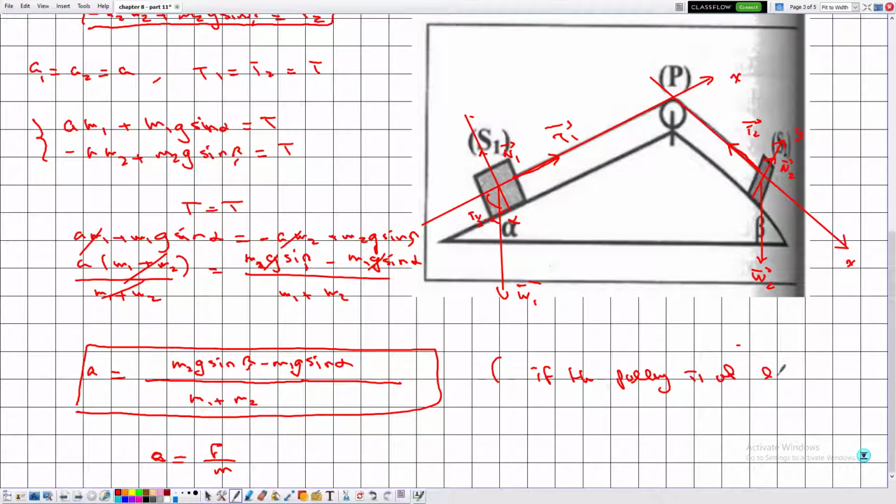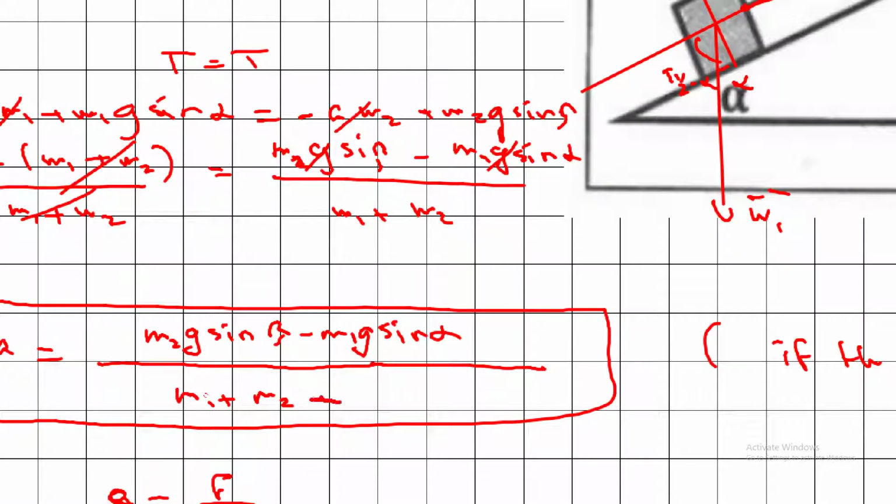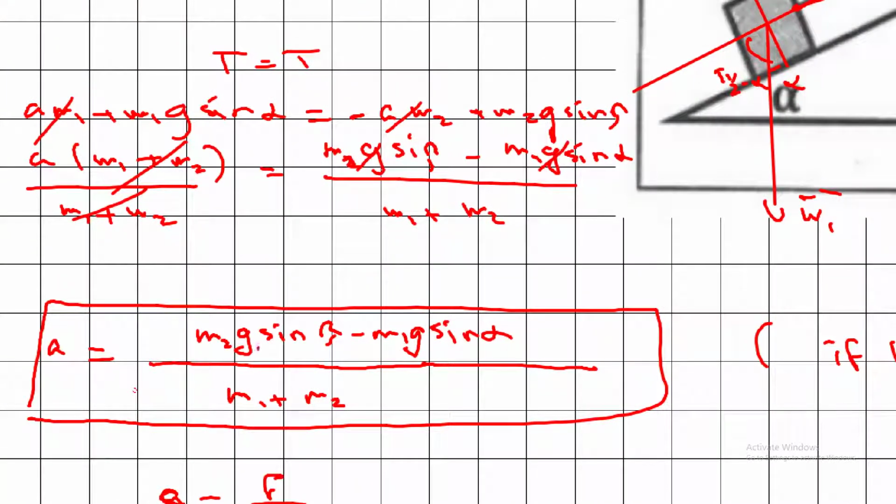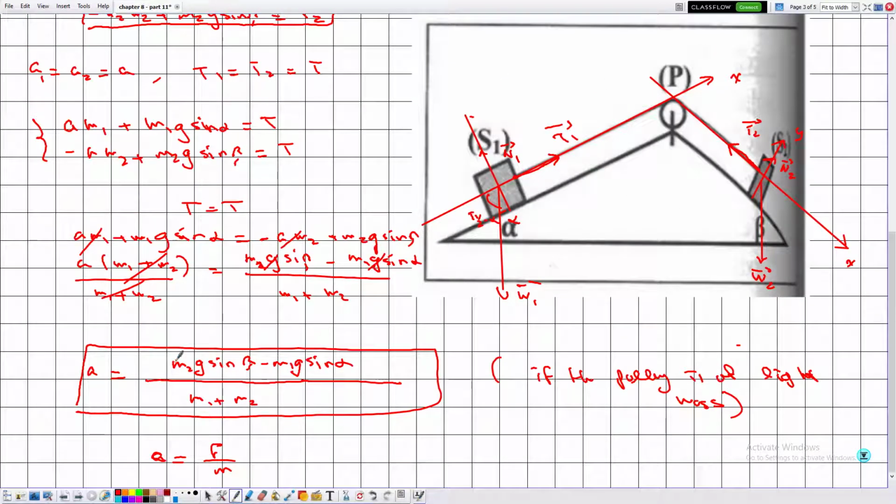This relation always holds if the pulley is of light mass. Otherwise, we expect that there is another factor due to the mass of the pulley, and the tensions will not be equal. Here the tensions don't appear in the force because they simply eliminate each other.